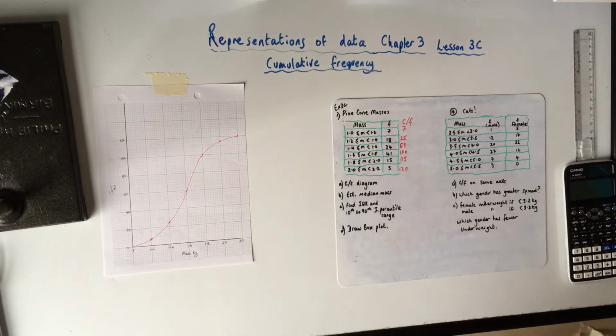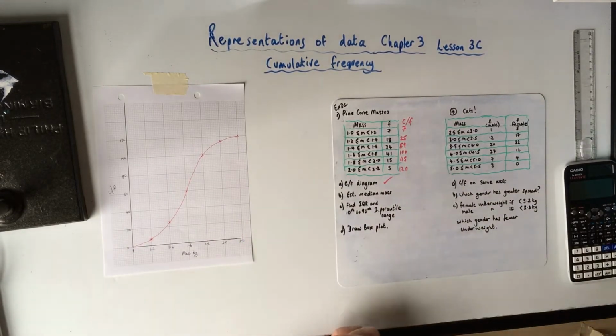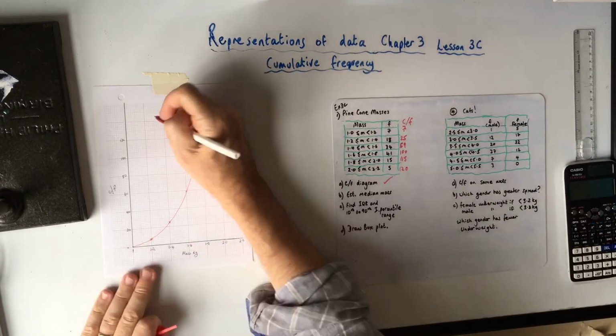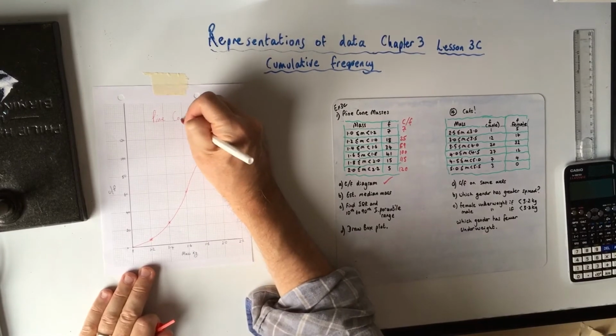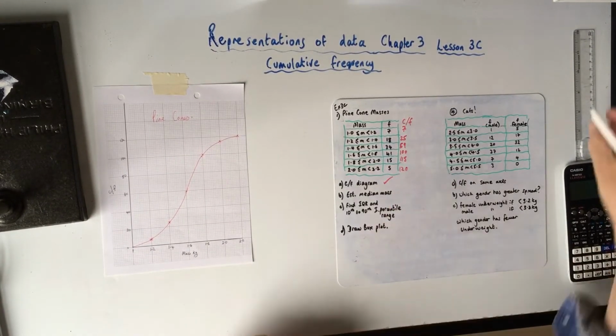Okay, that's fantastic. So what have we done? We've done that. We've drawn a cumulative frequency. Let's give a title, pine cones, 120 collected. Estimate the median mass.